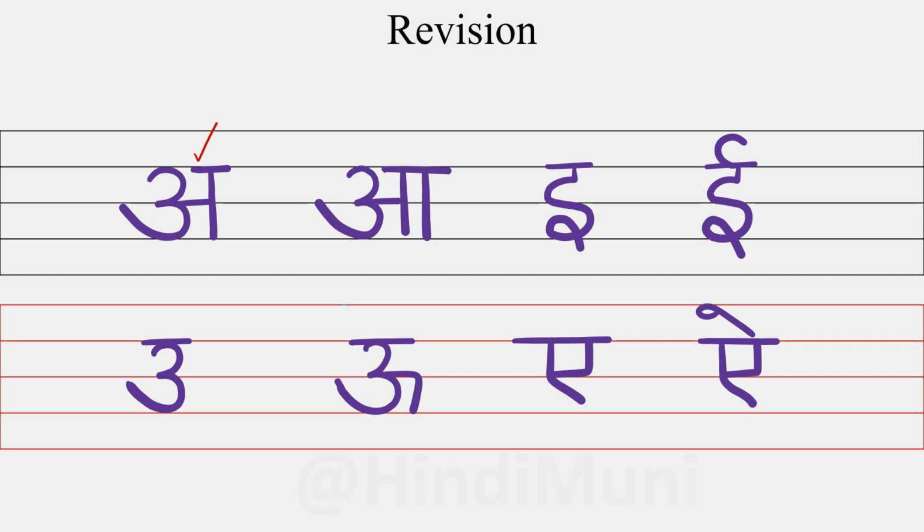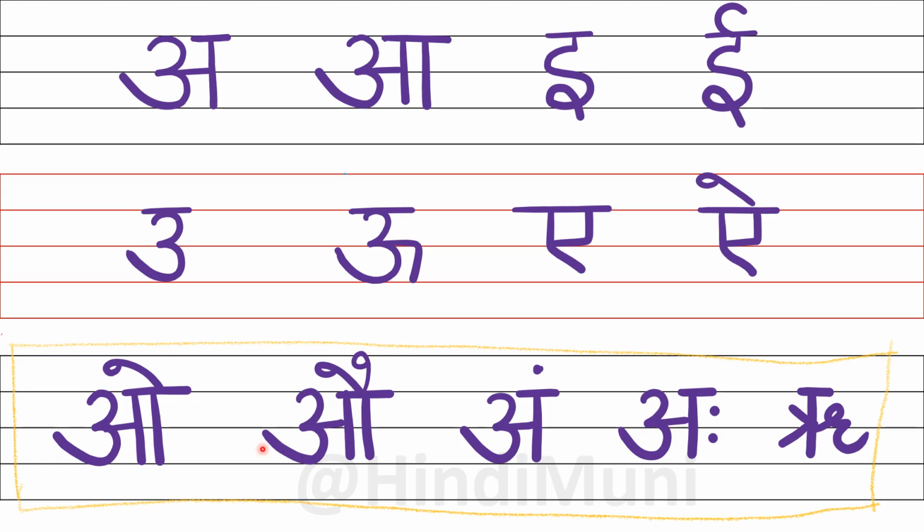A, Aa, I, Ee, U, Oo. Okay, so in this lesson, we'll be looking at these 5 vowels. Just a quick overview: O, Au, Am, Ah, and then we have Ri.